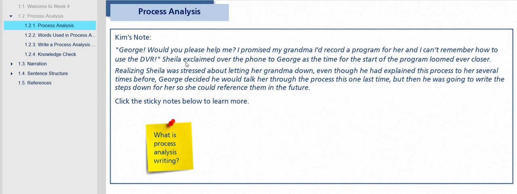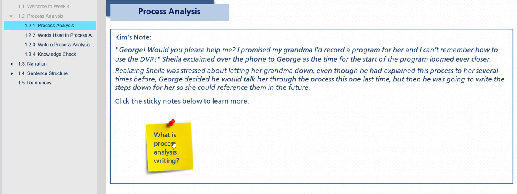Realizing Sheila was stressed about letting her grandma down, even though he had explained this process to her several times before, George decided he would talk her through the process this one last time. But then he was going to write the steps down for her so she could reference them in the future. Click the sticky notes to learn more.